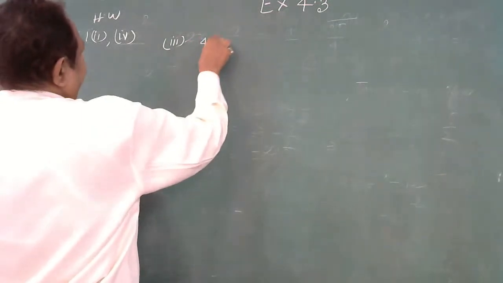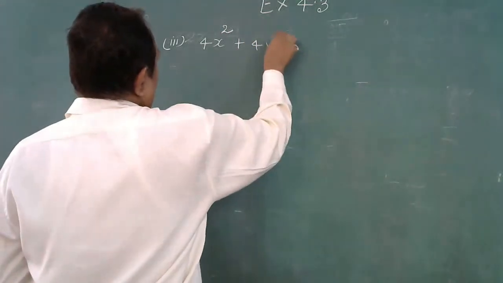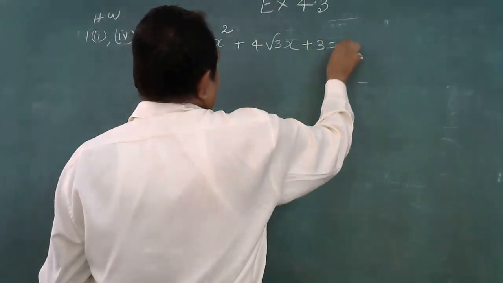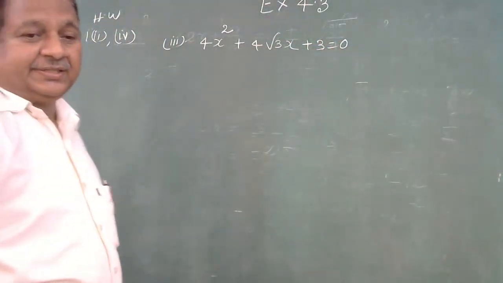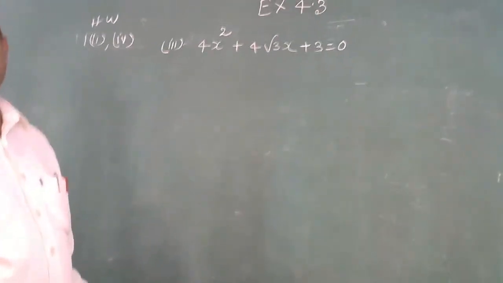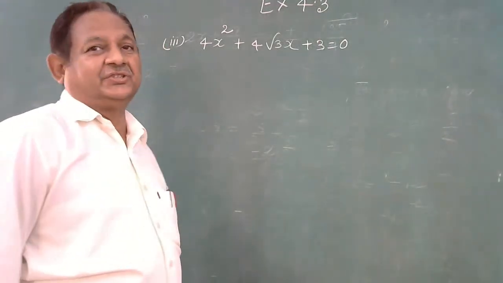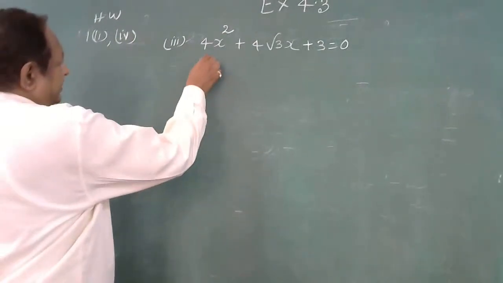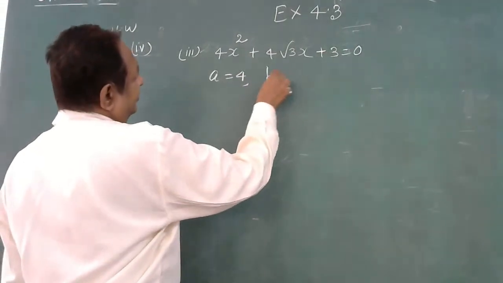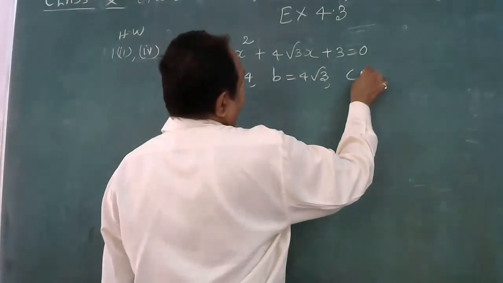4x square plus 4 root 3x plus 3 is equal to 0. Similarly, to find whether roots exist or not, we have to first find its nature. So, what is the value of A? 4. B, 4 root 3. And C, 3.